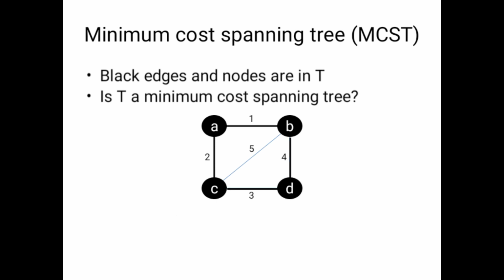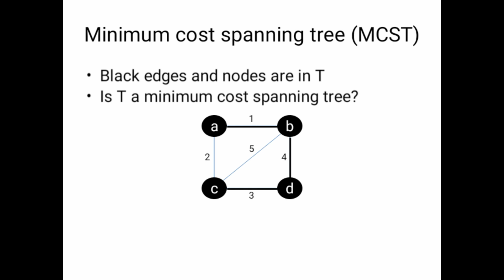Next, is this graph a minimum cost spanning tree? Black edges and nodes are in T. Here this black node and the vertices edges are in T. From A to B it's 1, B to D it's 4, D to C it's 3 and C to A is 2. But is this a minimum cost spanning tree? No. This is also not a tree because it has cycles associated with it.